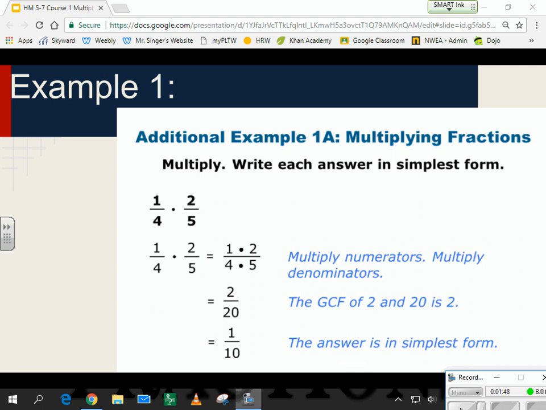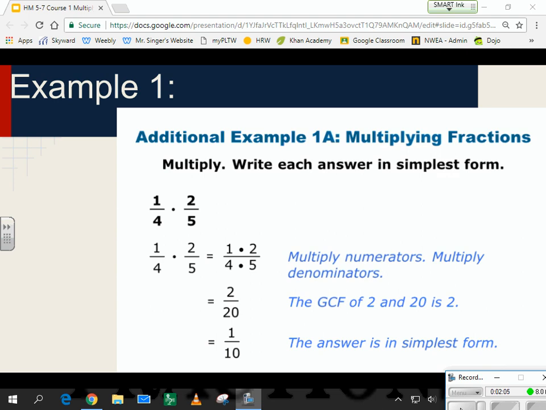All right, here's a problem for us to look at here in our example. So again, we have 1/4 times 2/5. It's real simple to multiply. Multiply the numerators, 1 times 2, and multiply the denominators, 4 times 5. Now when we do that, we get 2/20.